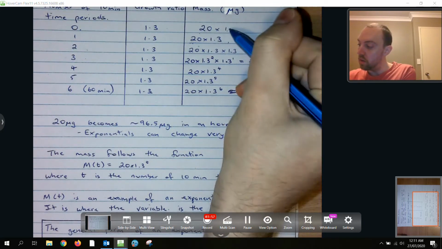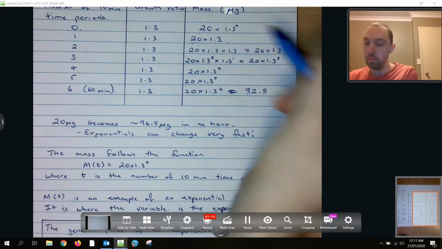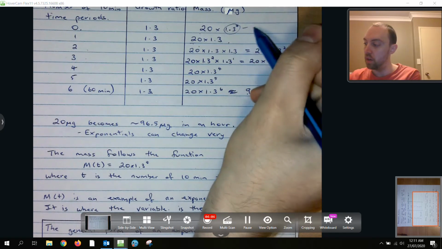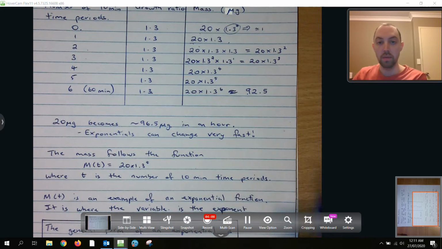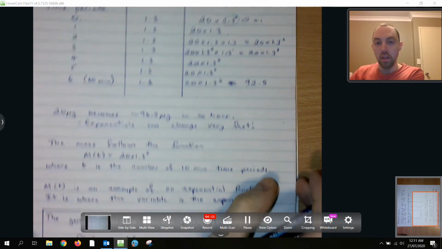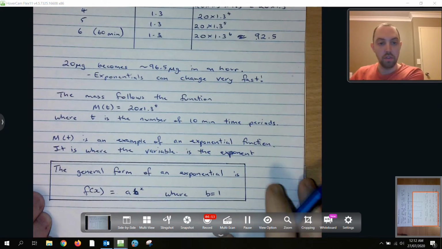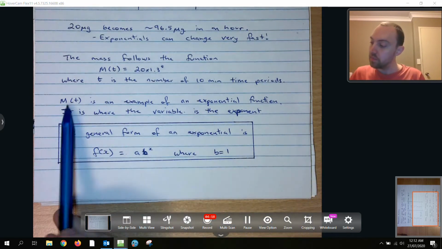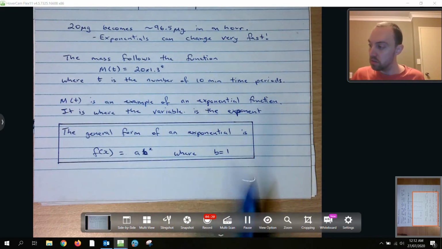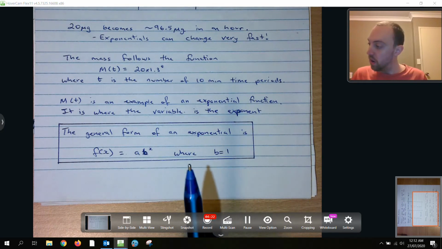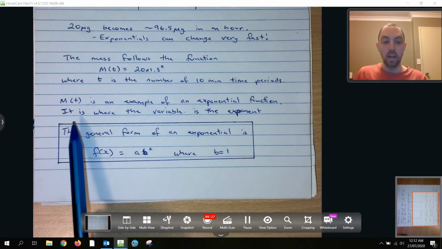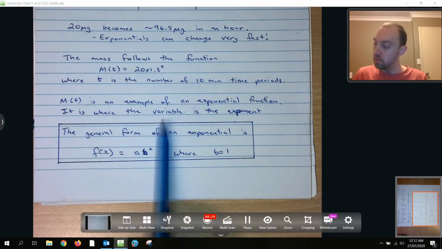Even at 0, it'd be 1.3 to the power of 0. This becomes 1 anyway. So 20 times 1 is 20. So it's consistent right the way through. So this mass function clearly is an example of an exponential function, which is why we brought it up. Okay, that variable is the exponent.